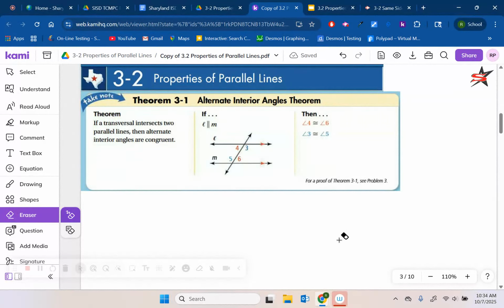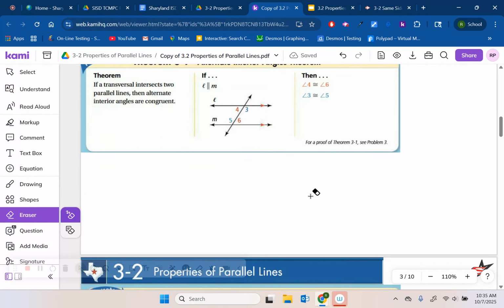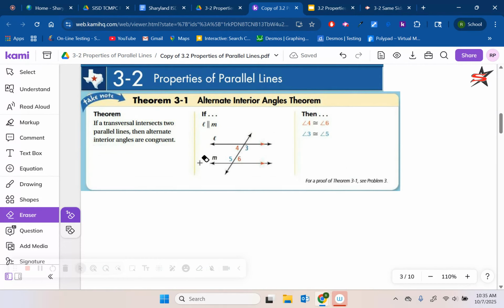Okay, so now the theorem: the Alternate Interior Angles Theorem. If a transversal intersects two parallel lines, the alternate interior angles are the same. This angle and this angle are the same, and this one and this one are the same. For the proof of the theorem, let's find out. See problem number 3. I'm going to go ahead and just prove it.